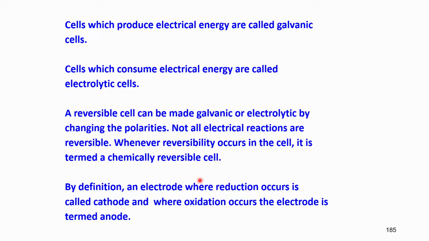By definition, an electrode where reduction occurs is the cathode and where oxidation occurs is the anode. I think I have told you this a number of times, and it is better to remember: reduction at cathode, oxidation at anode. Very important, and you should not get confused about what happens where.